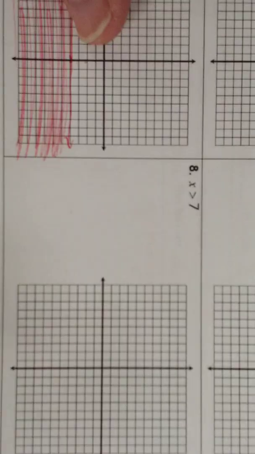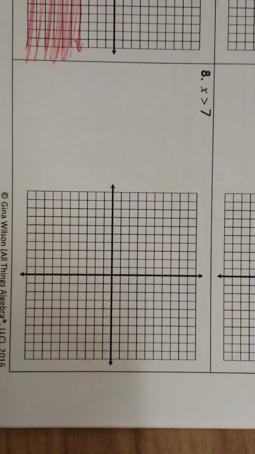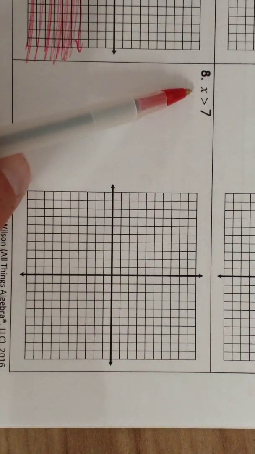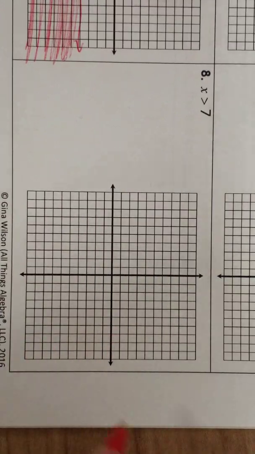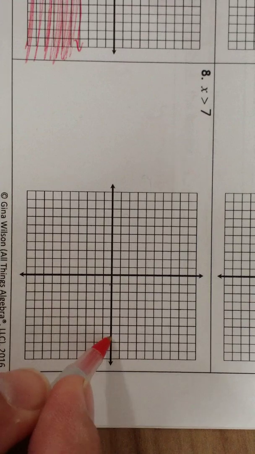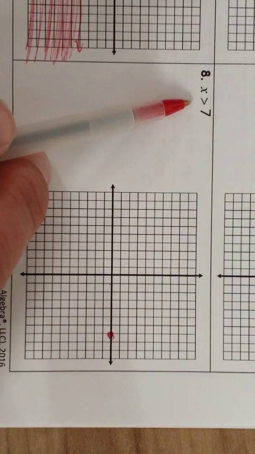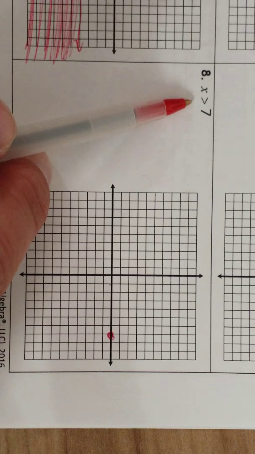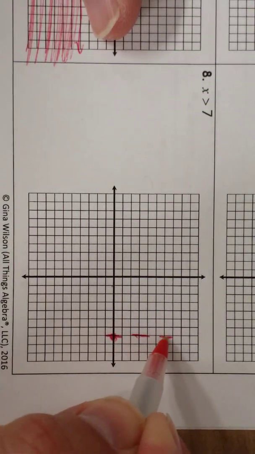X is greater than 7. This line will cross through the x-axis at 7, which means it has to be vertical to cross through the x-axis. 1, 2, 3, 4, 5, 6, 7. Positive 7, right there. There is no equal bar, so it will not be a solid line. It will be a dotted line.